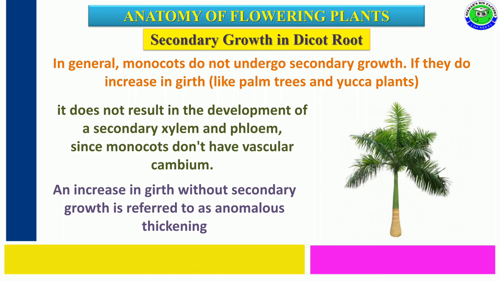Such a special type of secondary growth performed by monocotyledons is called anomalous secondary growth. It anomalously increases the stem thickness. It is a special type of secondary growth seen only in monocotyledons. So these are the characters related to secondary growth in dicot root.